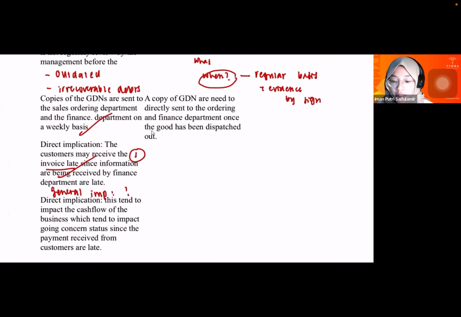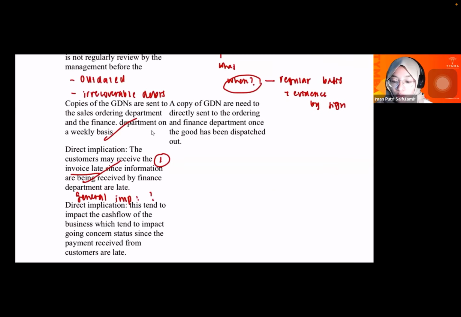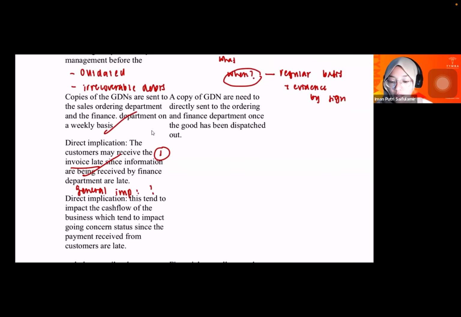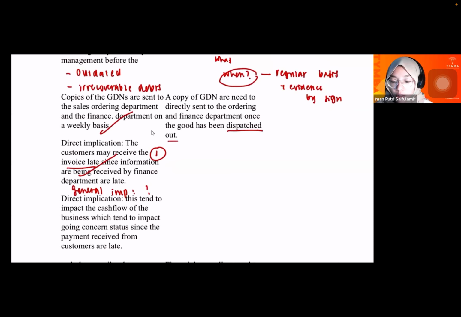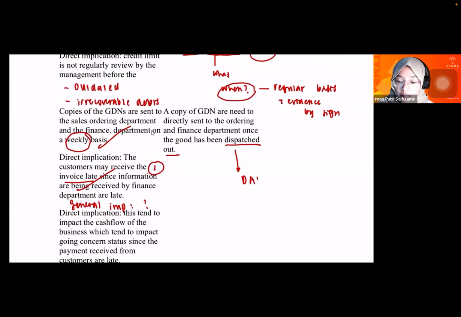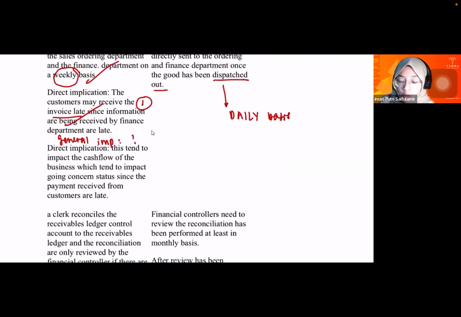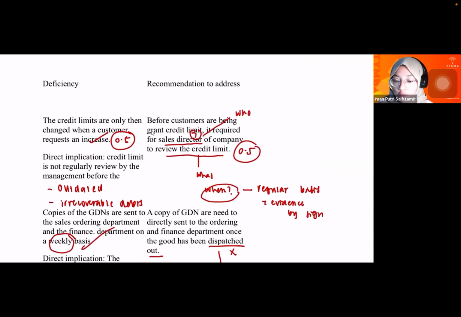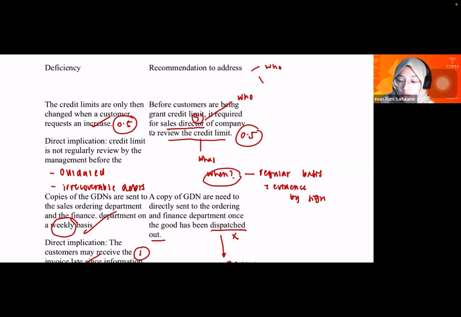A copy of the GDN are needed to directly send to the ordering and finance department once the goods have been dispatched out. Okay, this is not specific enough because right now the issue is that they sent it on a weekly basis instead of a daily basis. So here you have to be very specific on the 4 points. Remember, who, what, when, and who will review.